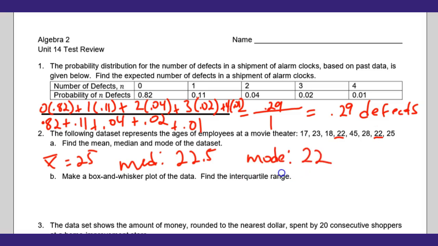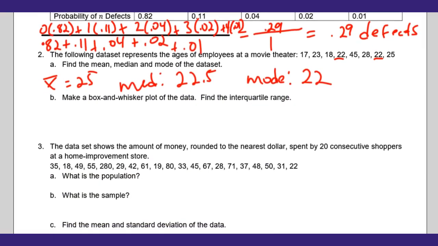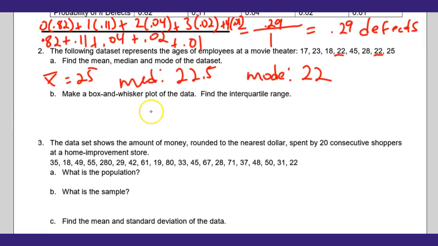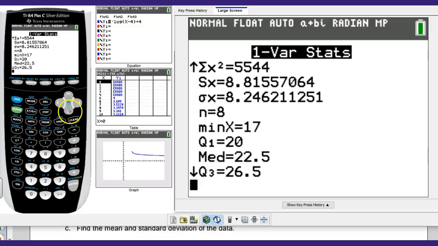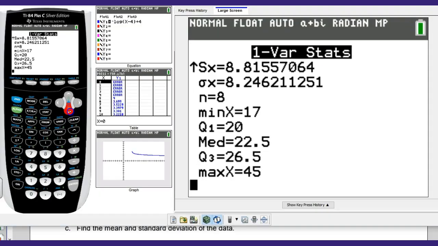All right. Now right here it says make a box and whisker plot of the data and find your interquartile range. Well, making a box and whisker plot, guys, using those points is really simple. If we go back to our calculator, right here you will see your 5-number summary. Your minimum is 17, your first quartile is 20, 22.5 is your median, 26.5, and then the max is 45.